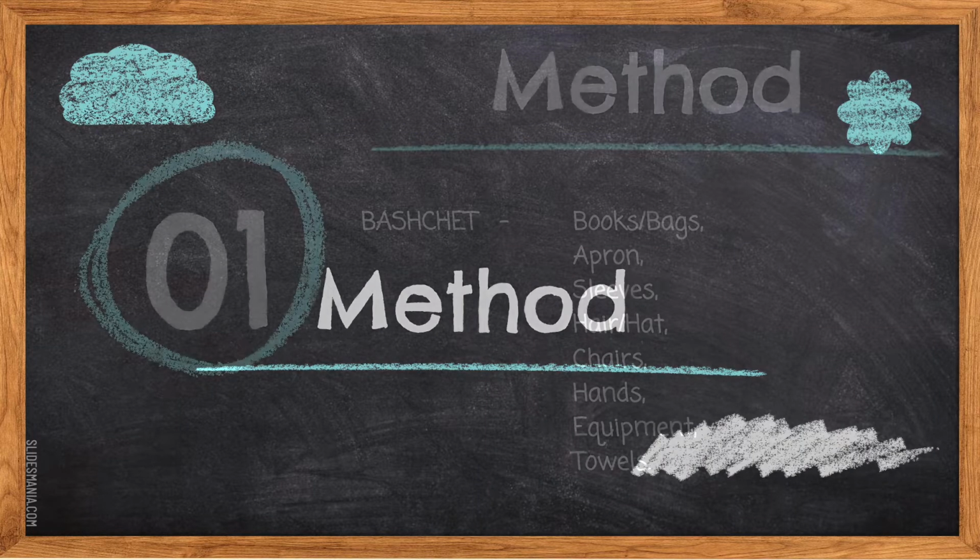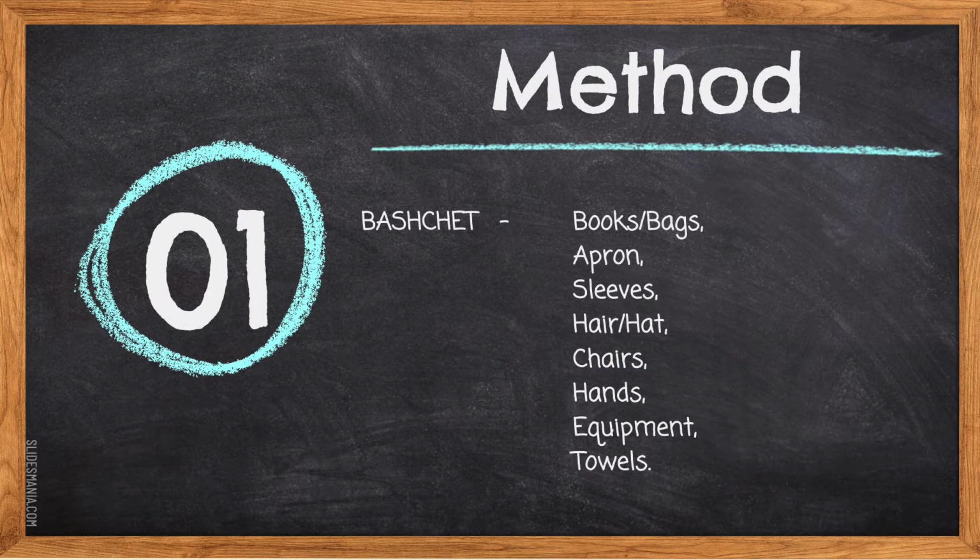Method. BACHETTE stands for the beginning steps that you need to do at the start of your lab. B stands for books and bags. They should be away either at the back of the classroom or under your table. A stands for apron, which you need to put on to help protect your clothing. S stands for sleeves. You need to roll them up past your elbows. H stands for long hair that touches the shoulders that needs to be tied back, or hats that need to be removed.